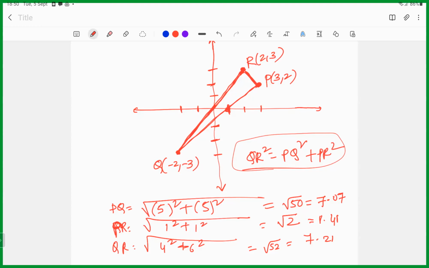Where is the right angle? At P. Okay, the right angle is at P.